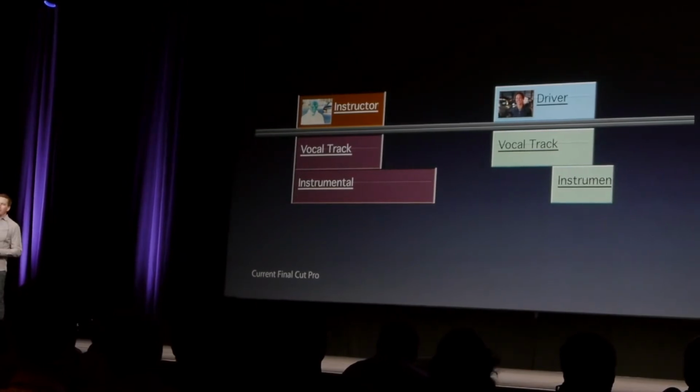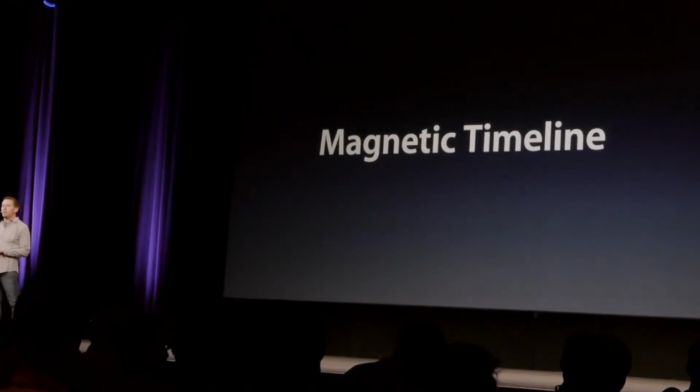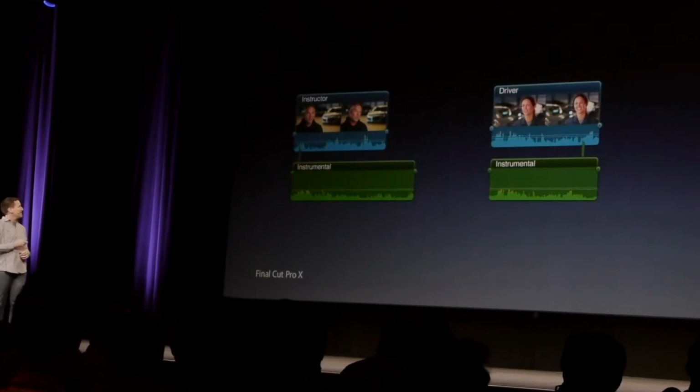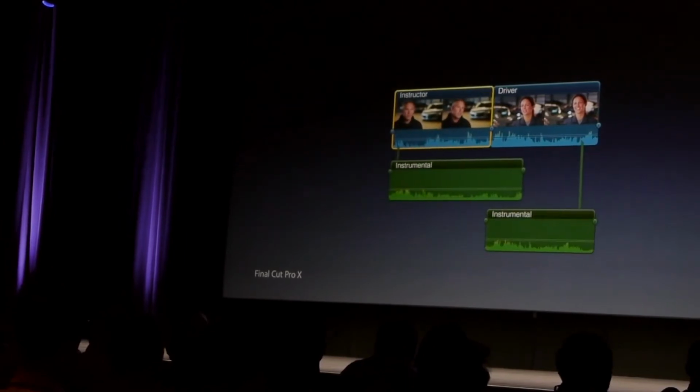Which brings me to the next thing that I want to talk to you about, which is the magnetic timeline. In Final Cut Pro 10, we're introducing the magnetic timeline, which is a much more dynamic way of dealing with your media in the timeline. By simply taking a selection like this with clip connections, selecting that, you can slide a clip down to the timeline, and things move out of the way.